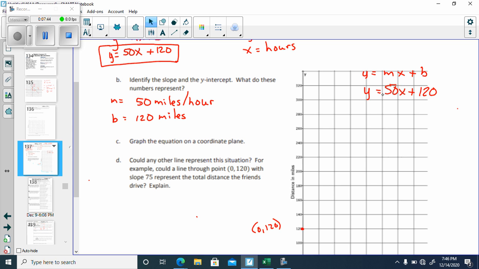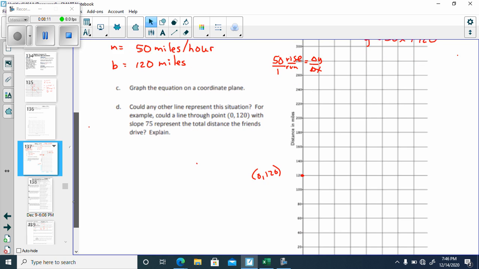Then our slope is 50. If our slope is 50, when we're doing rise over run, or change in y over change in x, we know that we've got to have this over something. I'm going to rise 50. I'm going to go up 50, but how many am I going to go over? What can I divide 50 by and not change it? 1. So I'm going to rise 50 and run 1.